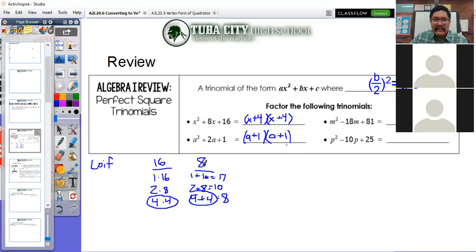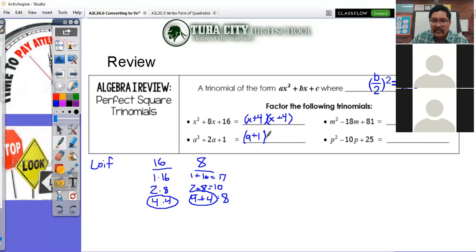Now, since these two things are exactly the same, A plus 1 times A plus 1, this is what's called a perfect square trinomial, which is right here. So a perfect square trinomial, if you factor it and you notice that both of them are the same, now it has to be the same in order to be a perfect square trinomial, otherwise it's not. Instead of saying A plus 1 times A plus 1, or actually it would be the sum of A and 1 times the sum of A and 1, instead of saying it that way, we could just say A plus 1 squared.